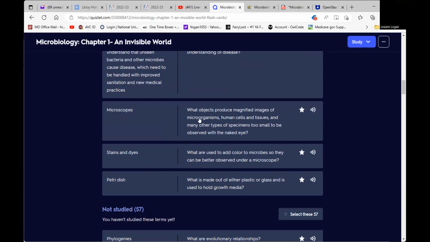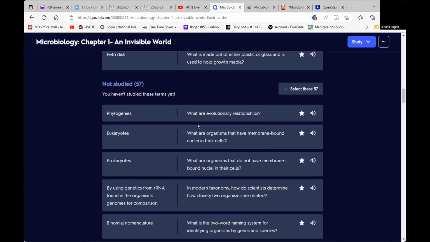What is made out of either plastic or glass and is used to hold growth media? That would be a petri dish. What are the evolutionary relationships? They're called phylogenies. What are microorganisms that have membrane-bound nuclei in their cells? Eukaryotes. What are organisms that do not have membrane-bound nuclei in their cells? That would be prokaryotes.